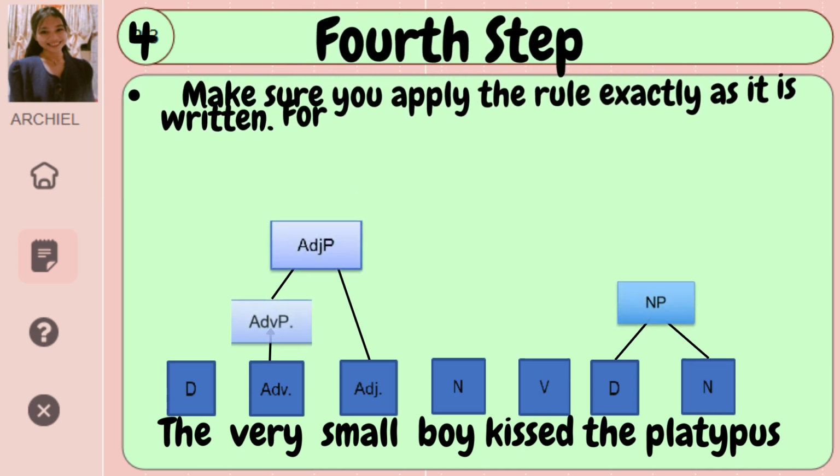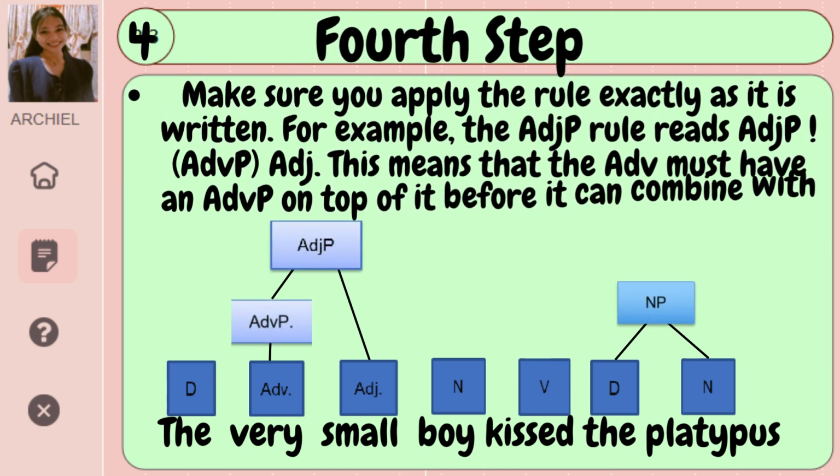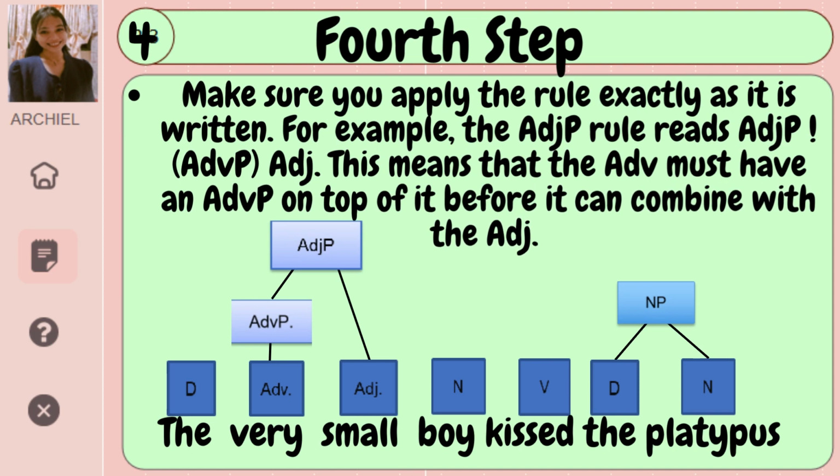In the fourth step, make sure you apply the rule exactly as it's written. For example, the adjective phrase rule reads: adjective phrase, arrow, adverb phrase, adjective. This means that the adverb must have an adverb phrase on top of it before it can be combined with the adjective.